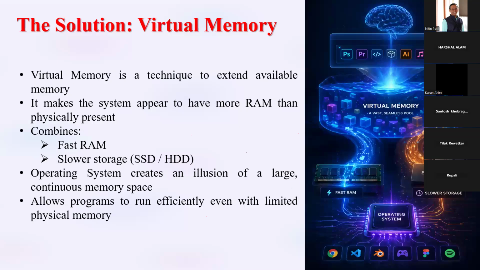Now, some of you might be wondering, how is that even possible? Can we magically create the memory? Not exactly. What the system does is something very strategic. It combines two types of storage: fast memory, that is your RAM, and slower memory, that is your SSD or HDD. And then it blends them together in such a seamless way that the programs cannot tell the difference.